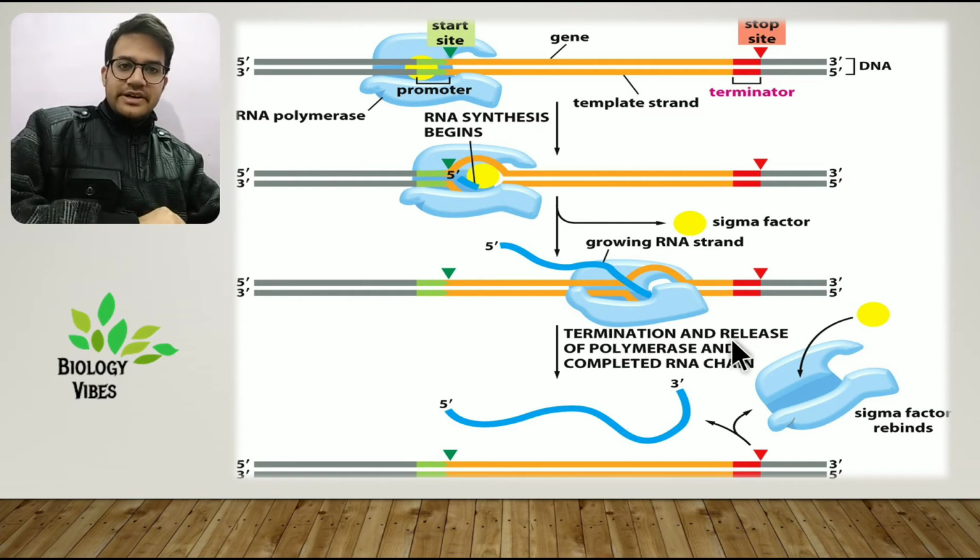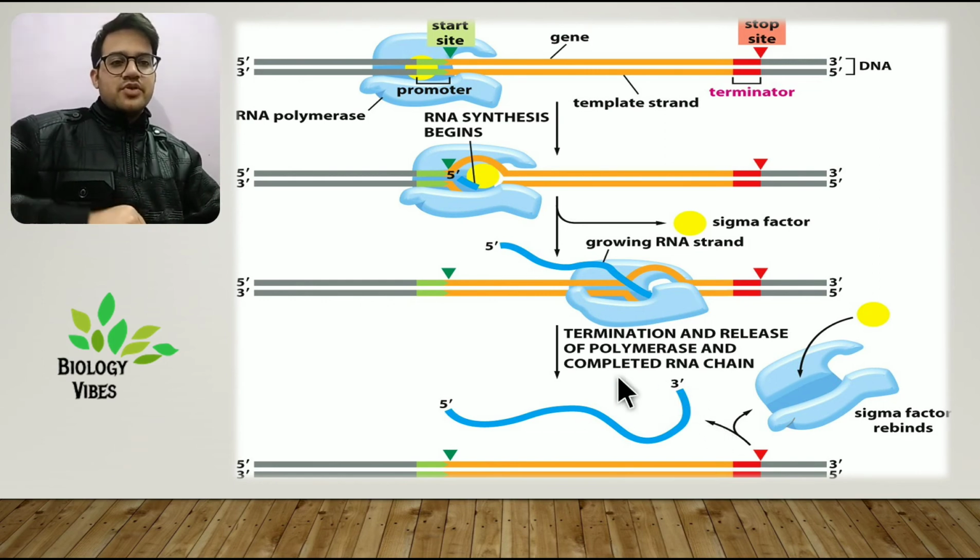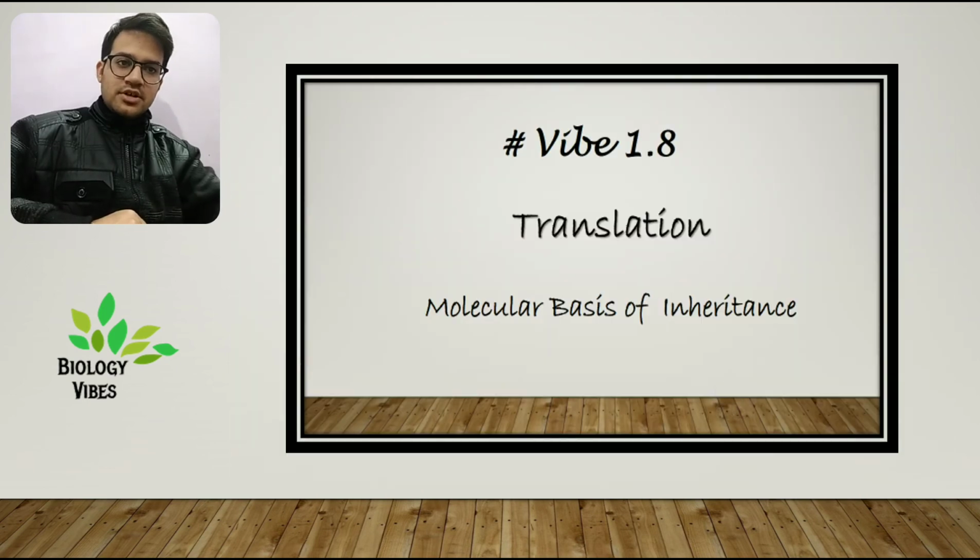At the terminator site it's palindromic. In the case of prokaryotes, certain proteins are there, Rho proteins, that will signal that it's the part to be terminated, and this blue chain, that is the mRNA, will be released. So the transcription process is over, and now this mRNA has to go to the ribosomes for translation. So in the next vibe, that is Vibe 1.8, we'll discuss translation.